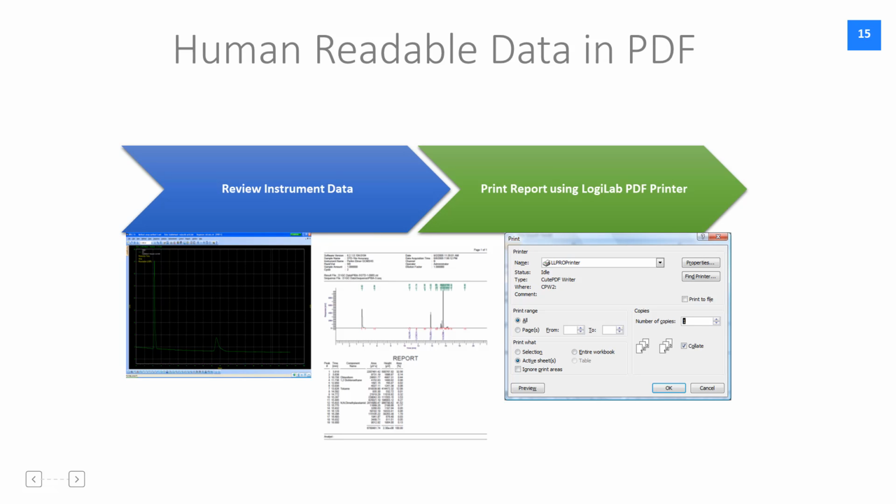Human readable data is a mandatory item to be captured as per 21 CFR Part 11. So whenever there is a report generated by an instrument software, you should be able to store this report in a human readable format. LogiLab SDMS provides a virtual PDF printer. Once you have finalized your data inside the instrument software, you will be able to print the data to LogiLab's virtual PDF printer and generate a human readable PDF format of the report.